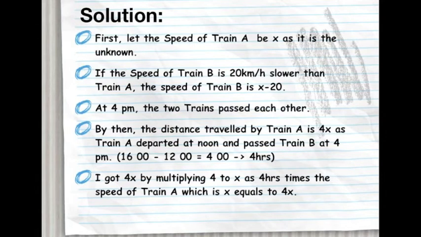So the solution. First, let the speed of train A be x, as it is the unknown. If the speed of train B is 20 km per hour slower than train A, the speed of train B is x minus 20. At 4 p.m., the two trains passed each other. By then, the distance traveled by train A is 4x, as train A departed at noon and passed train B at 4 p.m. So this is the calculation I made to deduce 4 hours.